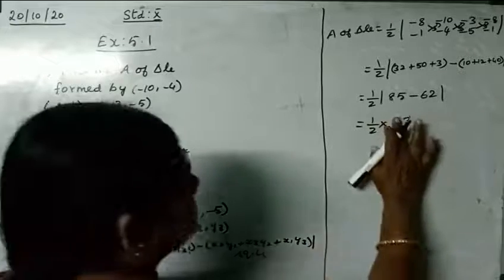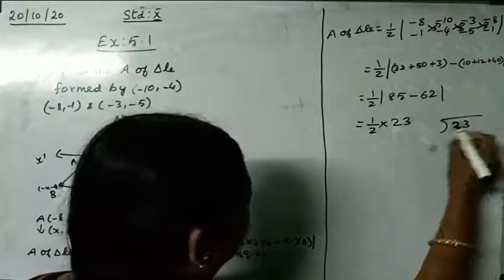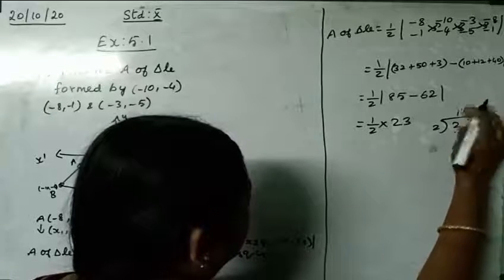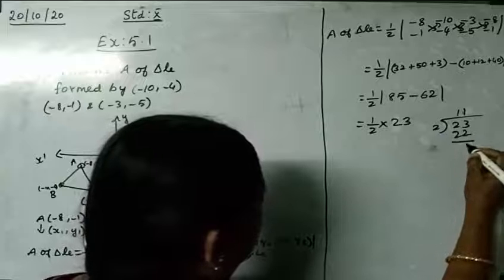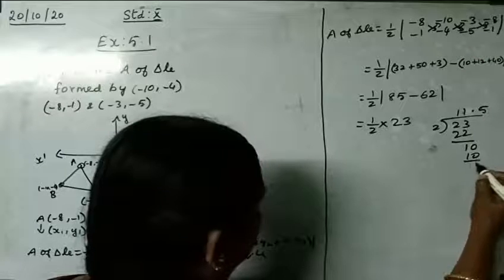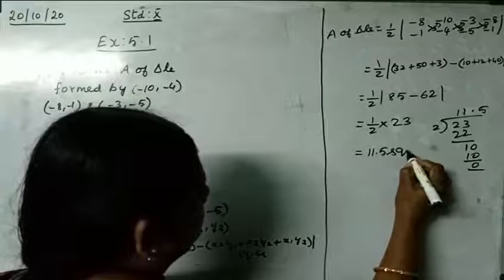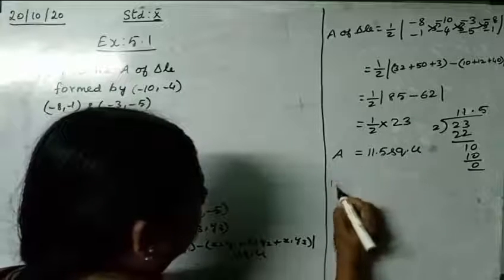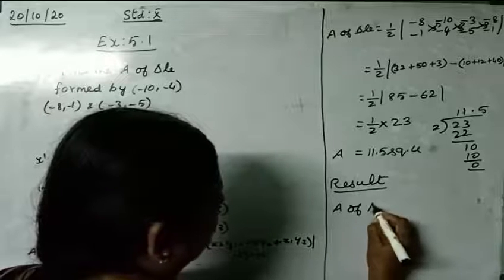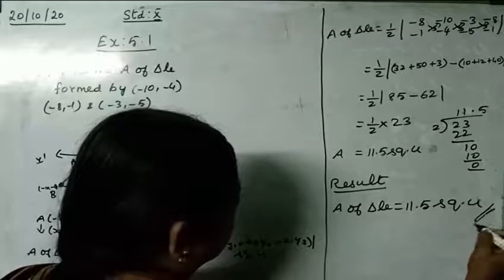Sorry, 8 minus 6 is 2, 23. So 23 divided by 2, which is equal to 11.5 square units. So the area of the triangle is equal to 11.5 square units. That is the answer.